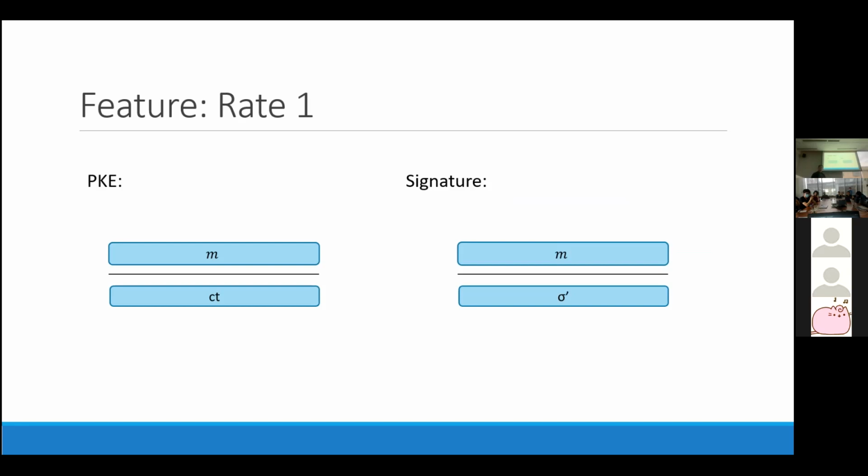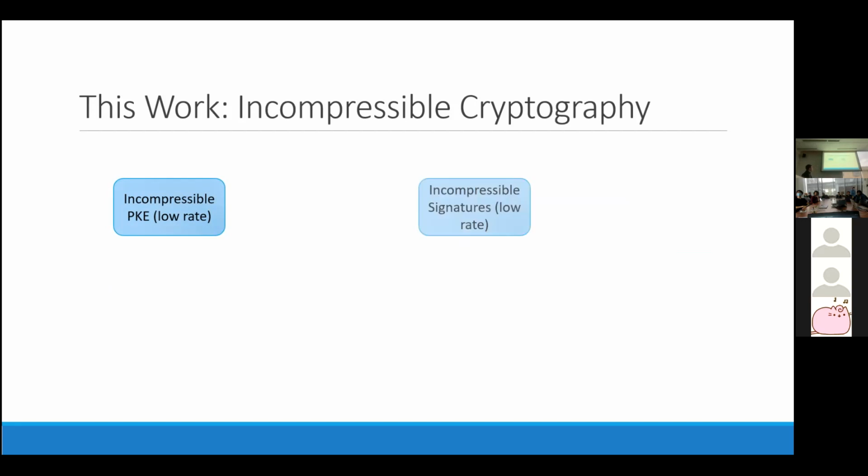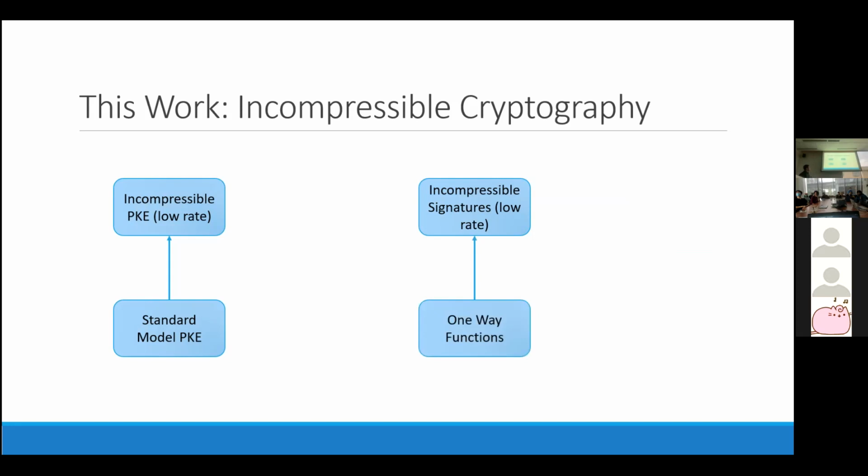Okay, does that make sense? Cool. So in this work we study incompressible cryptography. We define an incompressible PKE, and we show several constructions. First, we show that you can construct a low-rate incompressible PKE from standard model PKE alone. That's a minimal amount of assumptions. We don't show that it's minimal, but it's a very reasonable assumption. And for incompressible signatures, we show that you can get them from one-way functions. Both of these constructions support low space streaming.